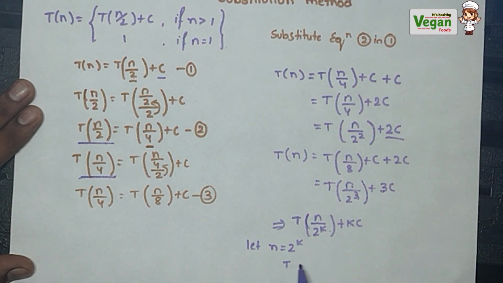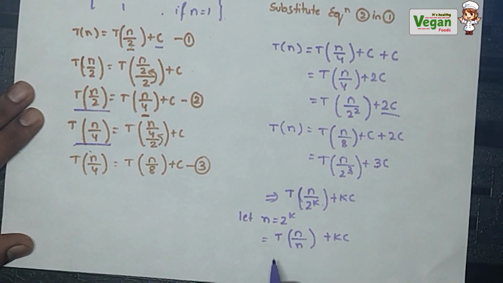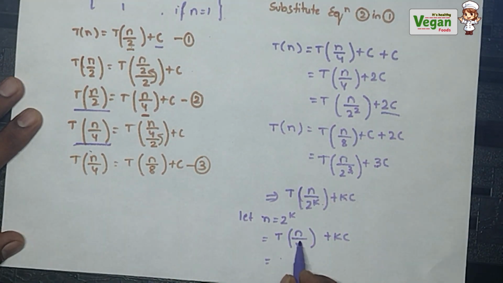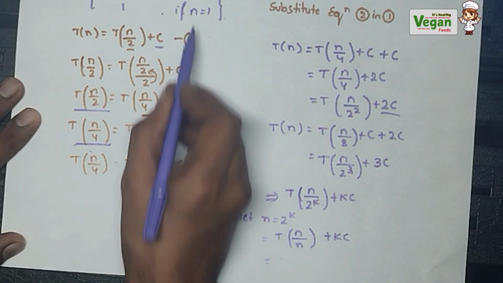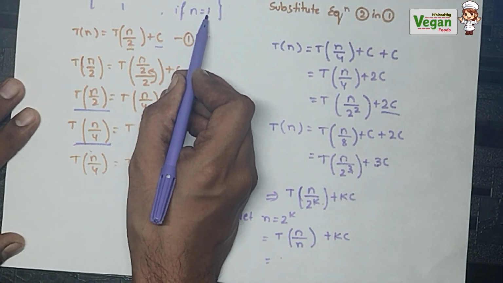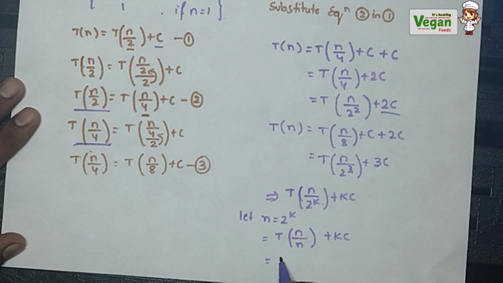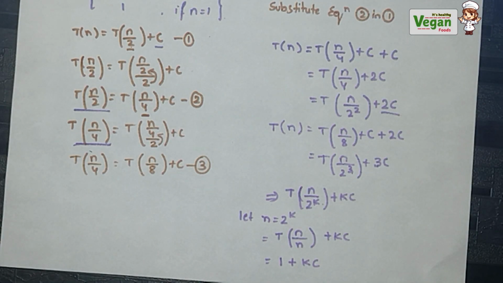If I substitute n equal to 2 power k, n will be substituted in place of 2 power k, so plus kc is left. After this, n by n means 1. So T of 1 means, what will be the value? T of n, when the n value is equal to 1, it will be 1 only. T of 1 is equal to 1 plus kc.